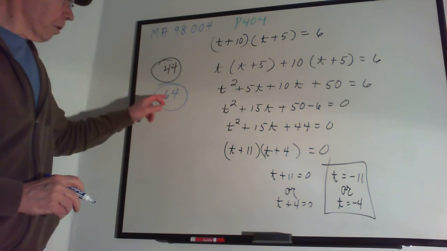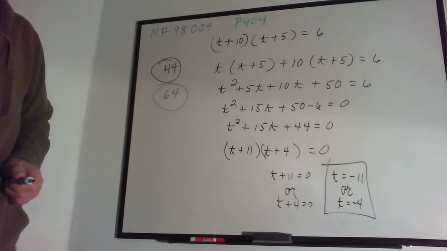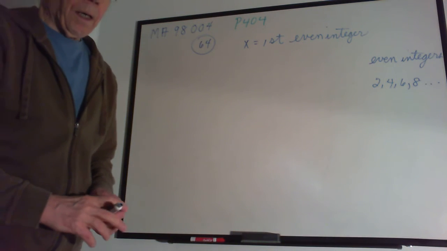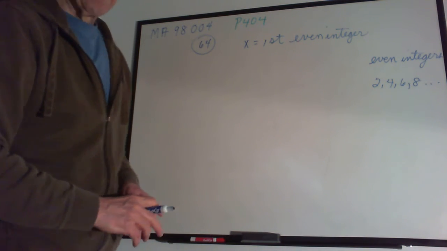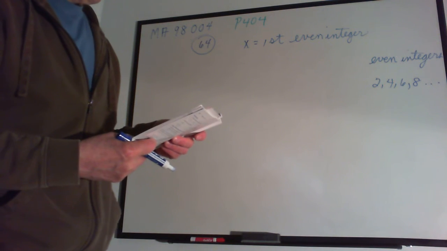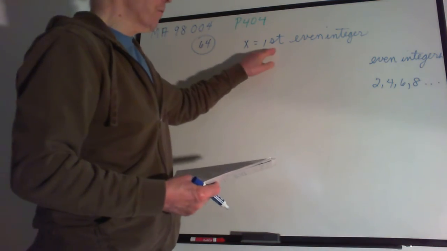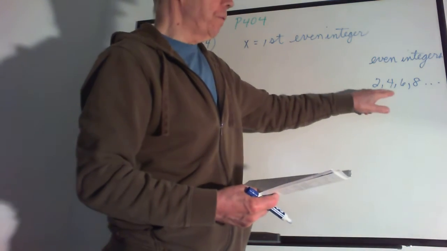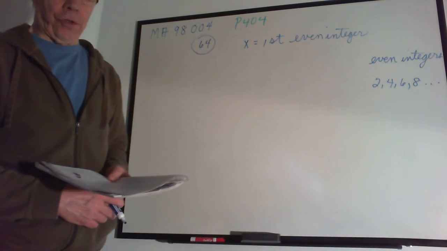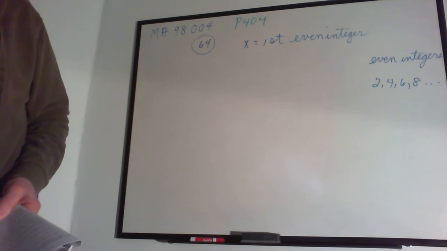All right, next I want you to look at problem number 64. Go ahead and read number 64. Pause the video. Okay, it says the product of two consecutive even integers is 120. Find the integers. If x is the first even integer, 2, 4, 6, 8, the question is, what is the second even integer? So pause the video and try to answer that question.